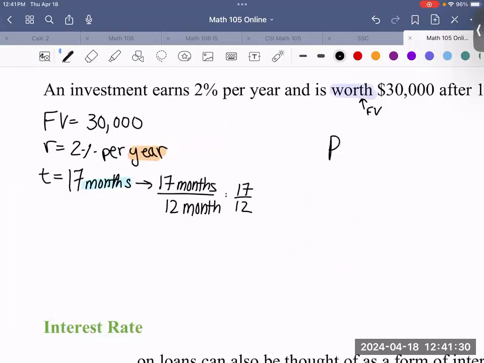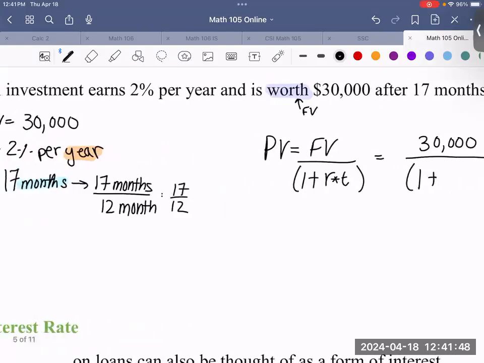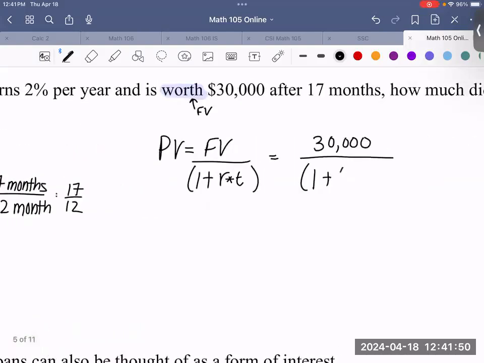So if we have PV is equal to FV over 1 plus R times T, then we're going to plug everything in. 30,000 divided by 1 plus, and our rate was 2%, 0.02, right? There we go, times 17 over 12.